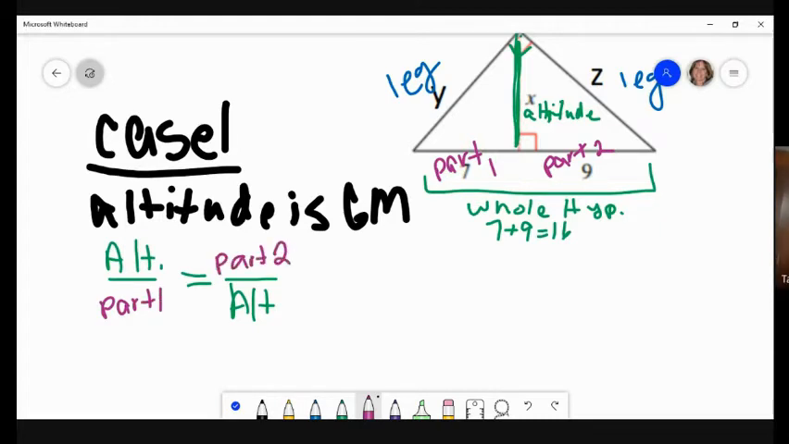So now using our numbers, we can apply what we have in our image to our problem. So our altitude was X, and again, it's holding our double position. And then we are also going to put our parts, which would be part 1 and part 2, which is 7 and 9.